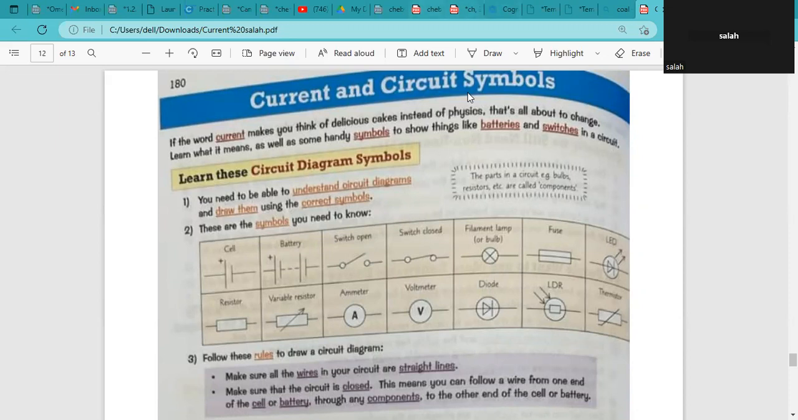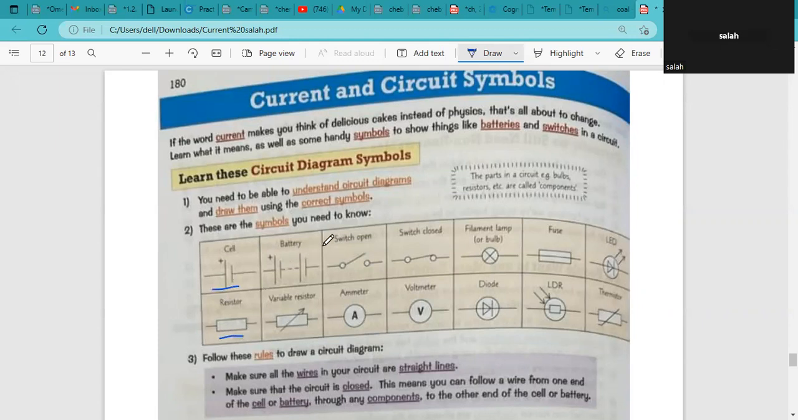We have a topic today. The chapter name is current electricity. We will see the basic components which we will use in this chapter related to current electricity. The important components of circuits are represented by some symbols.